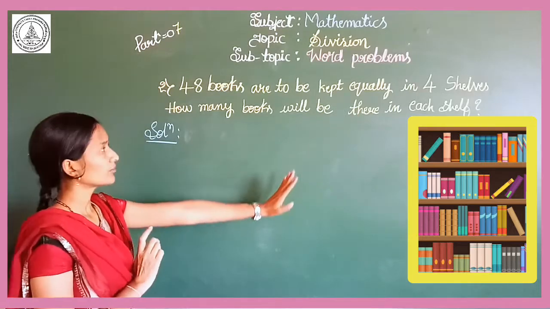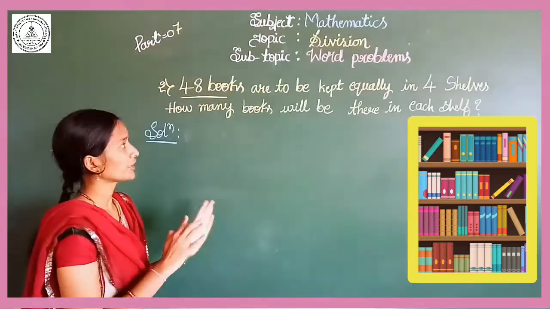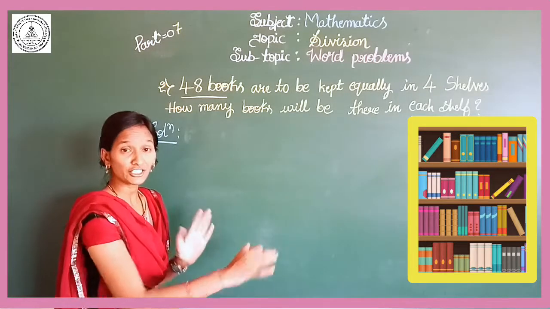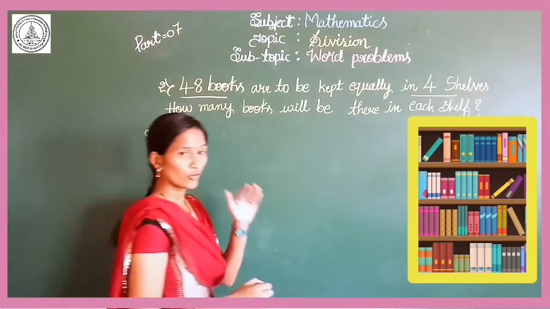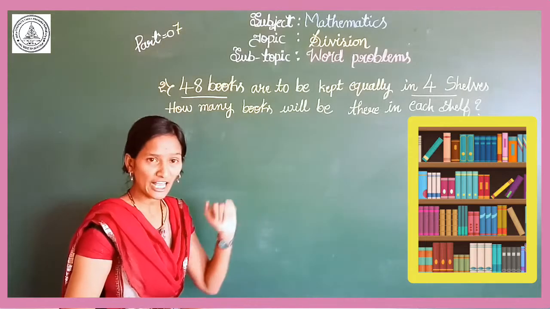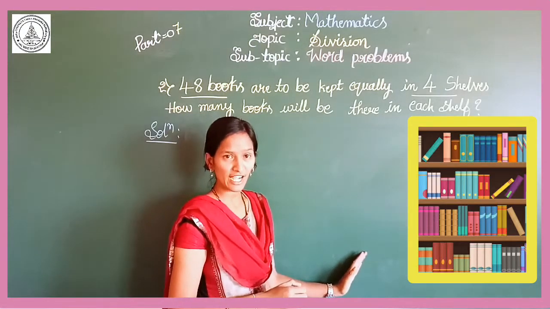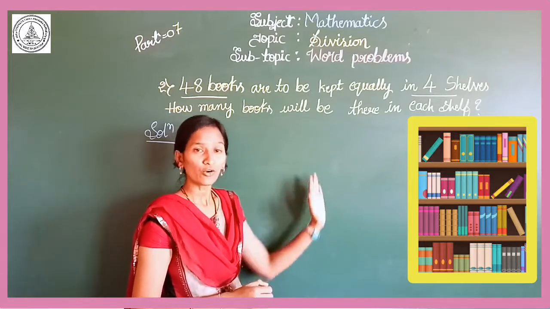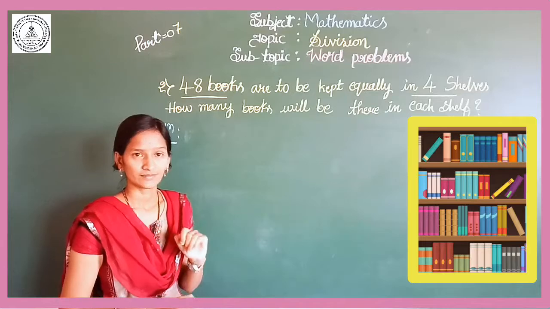So here the number of books are 48. Right? So these 48 books are equally arranged in 4 shelves. See here, the number of shelves are 4. So how many books will be there in each shelf? So look here, here there are 4 shelves, right? So in 4 shelves, the total number of books are 48, right?